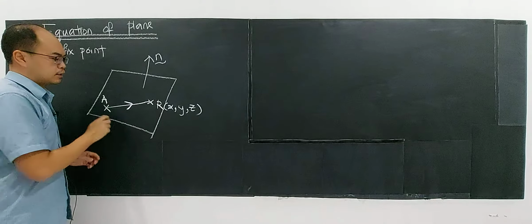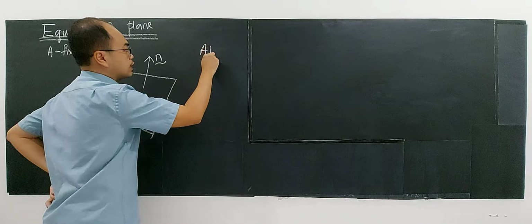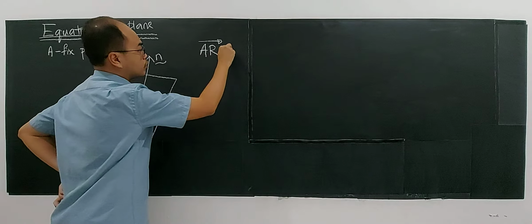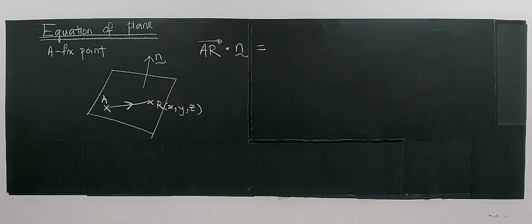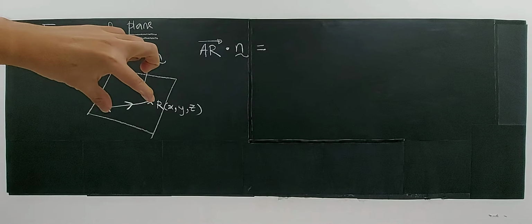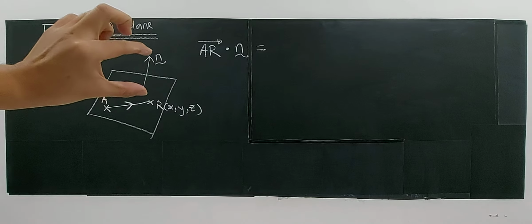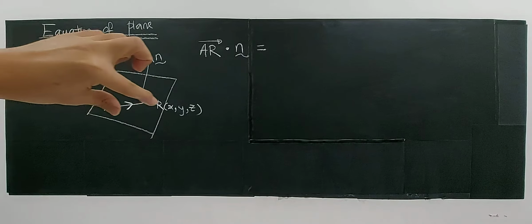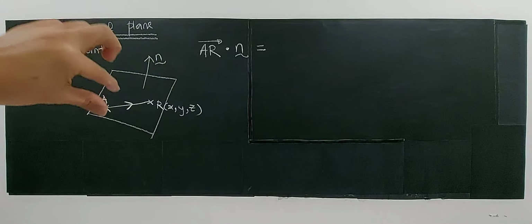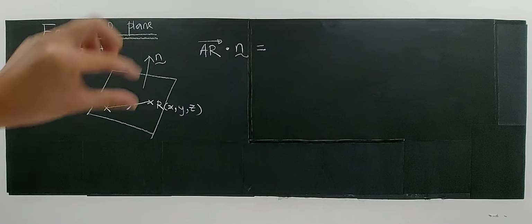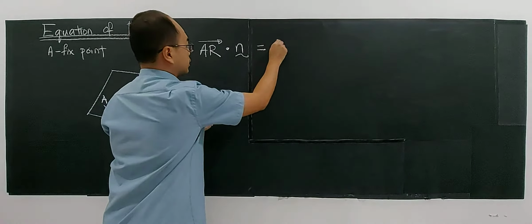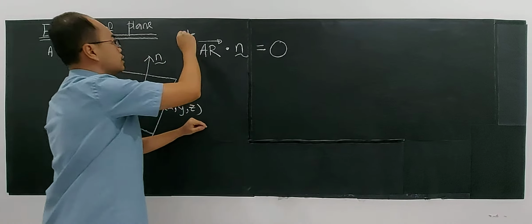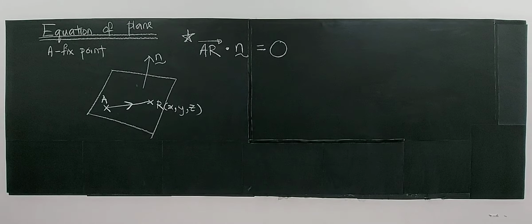And I can say that the line AR, the direction AR, dot with the normal vector, what do you think the result is? You have to understand the concept of the dot product. This normal is perpendicular to the plane, and any line on the plane is always perpendicular to this normal. When two vectors are perpendicular to each other, the dot product gives you 0. This is a very important result from the dot product.